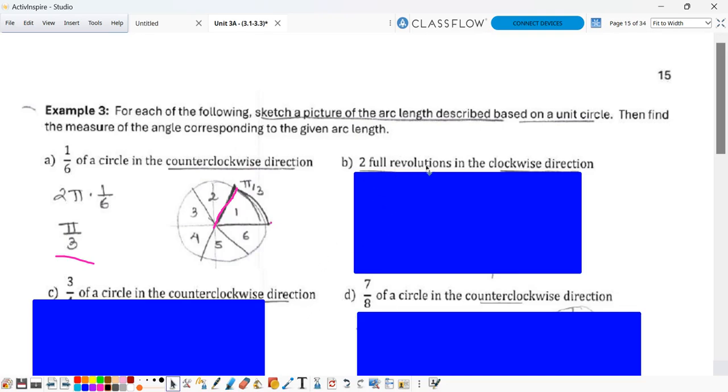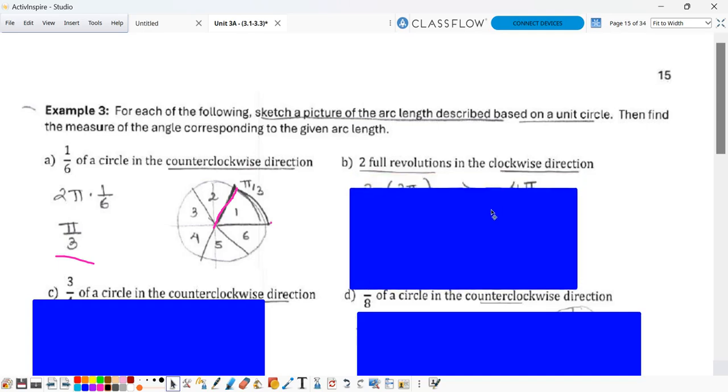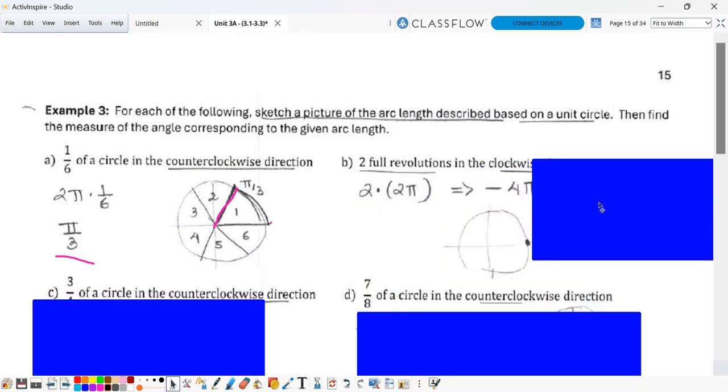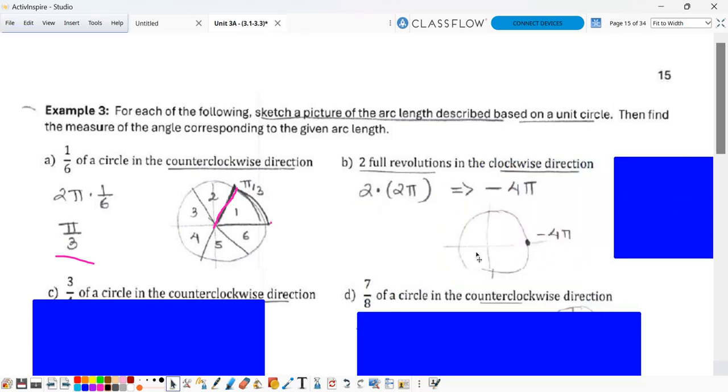So, 2 full revolutions in the clockwise direction. Remember, clockwise means negative angle. So 2 times 2 pi, but clockwise will make it negative 4 pi, which is 2 full rounds, but you go backward and then come back to the same place.